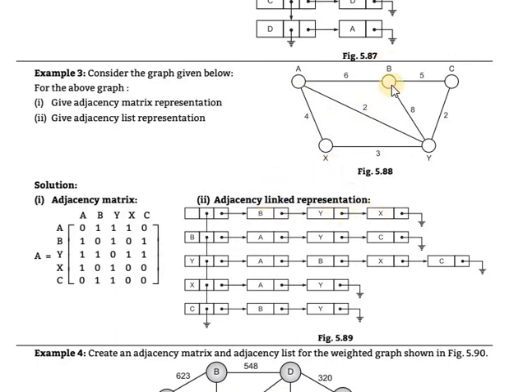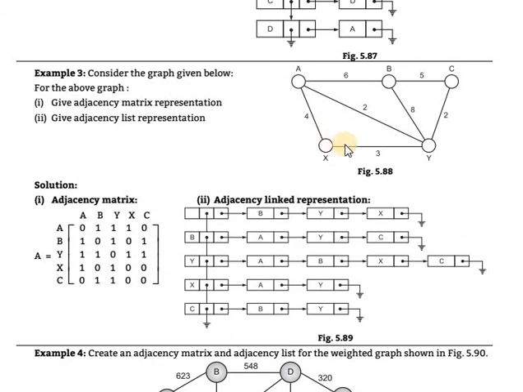After that, B: A, C, Y. Then Y, 1, 2, 3, 4: A, B, C, X. X: A and Y. C: B and Y. For A, the connected ones are B, Y, X, so write 1 for B, Y, X, and the remaining 0. B to A, C, Y: in the B row, write 1 for A, C, Y, and the remaining 0.